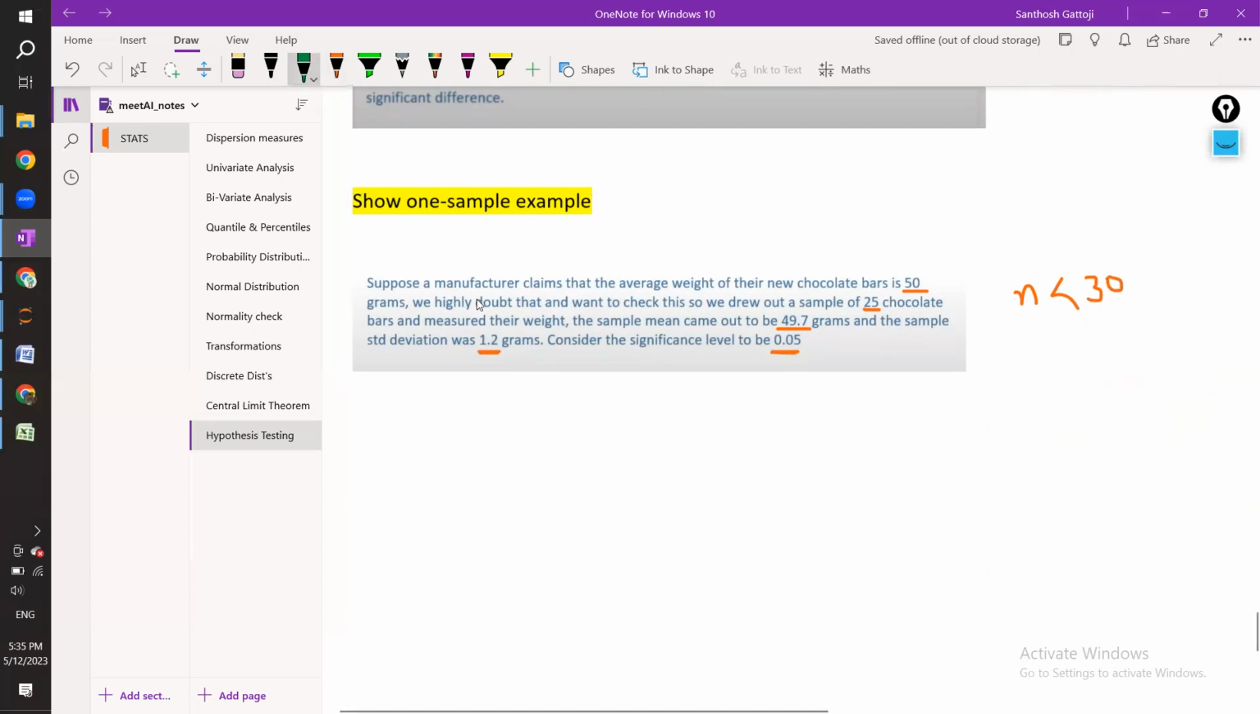So now if you see here, what all we have. The population mean is 50. Agree? The manufacturer is saying the new chocolate bar is 50 grams, that's the population mean. What is the sample size, guys? N equal to 25. N equal 25 sample size. And what is the sample mean?